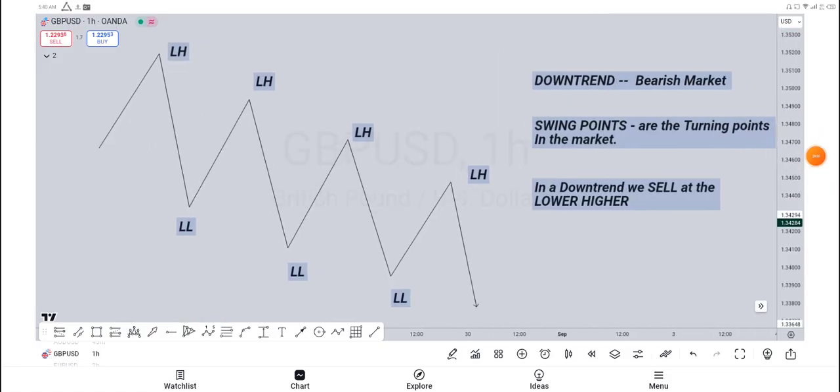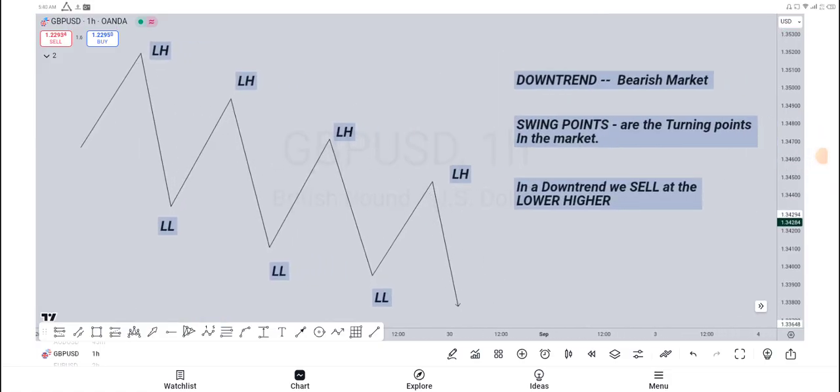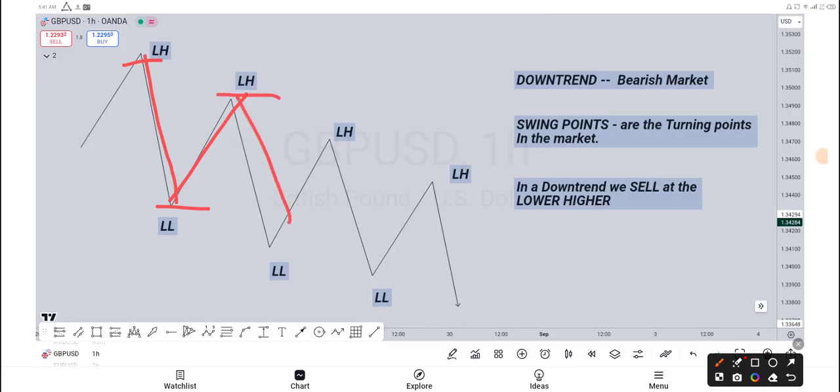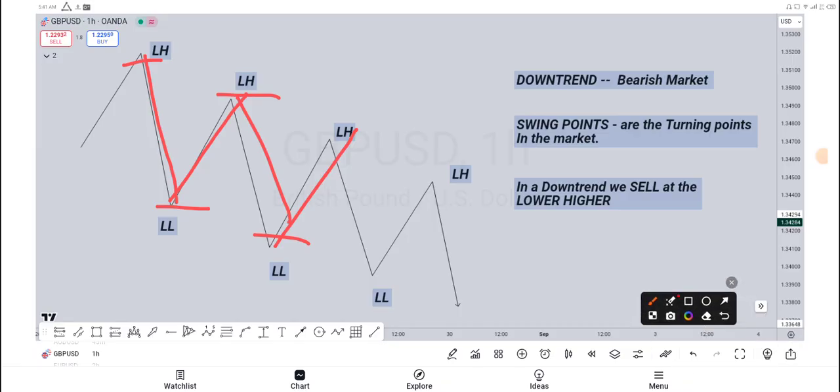So now for the downtrend, I want you to understand that the downtrend is known as what? The bearish market. Right? Same ideology as the uptrend, but this one is called a bearish market, a downtrend. You understand? Now the swing points are the turning points in the market, just like the uptrend. So the swing points are the points in which the market turns from here to go down, turns from here to go up, turns from here to go down, turns from here to go up. You understand? So those are known as the swing points.